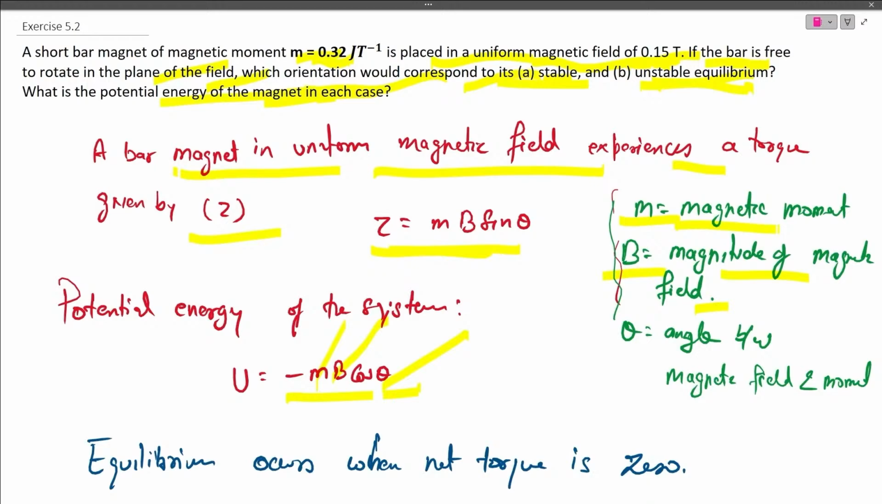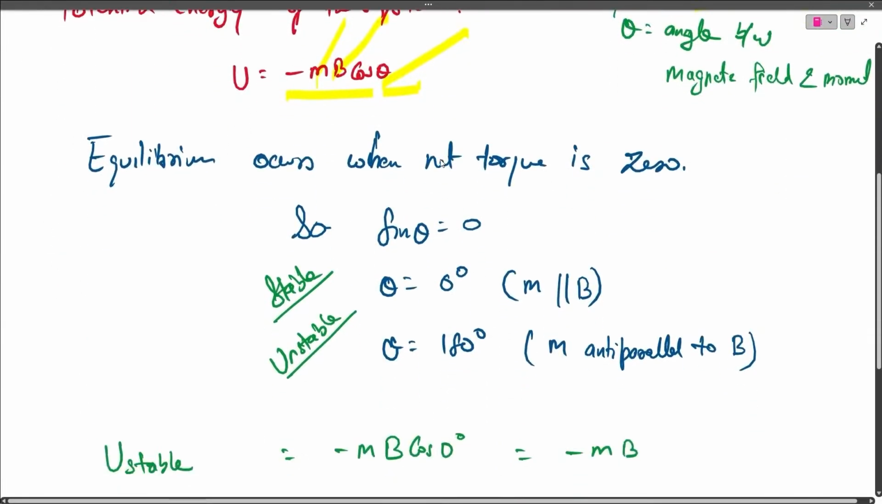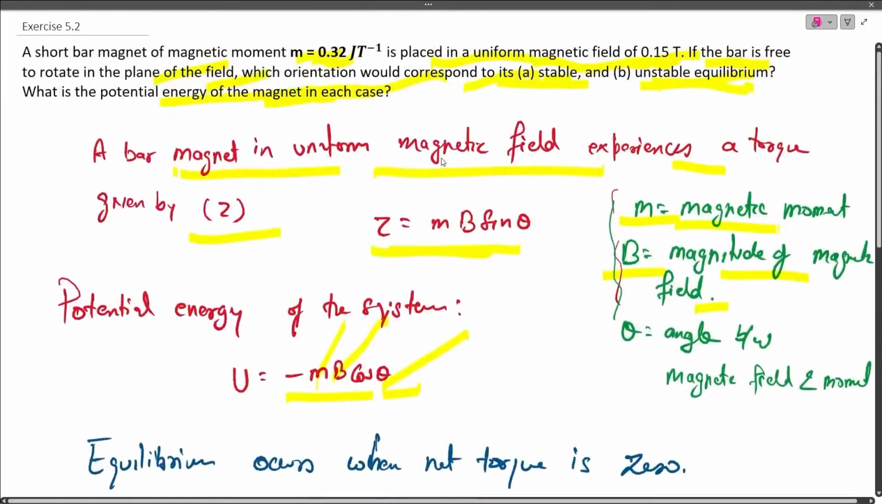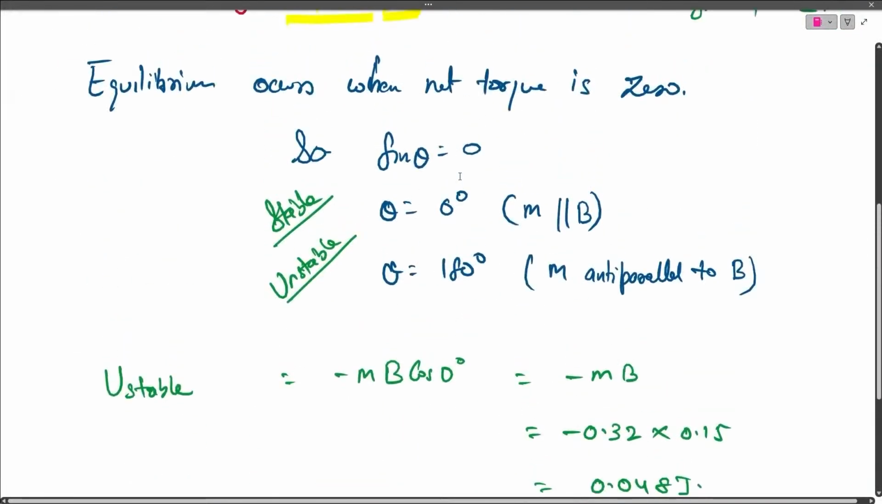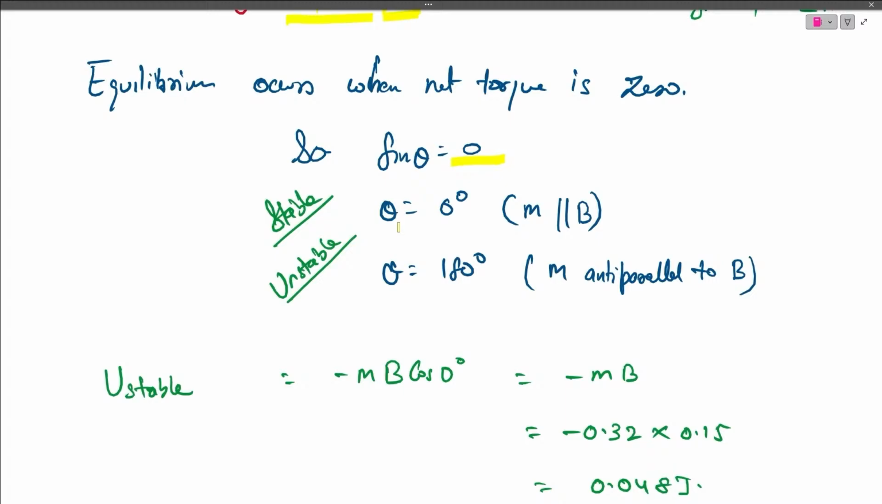Now equilibrium, whether it is unstable or stable equilibrium, occurs when torque on the system is 0 or torque on the bar magnet is 0. Now we see that in this torque expression there is a component of sine theta. Now when sine theta is equal to 0, then this torque is going to be equal to 0. So sine theta is 0 in two cases, either theta equals 0 or theta equals pi or 180 degree. Now when theta is equal to 0, the magnetic moment is parallel to the magnetic field, and when theta is 180 degree, then magnetic moment is anti-parallel to the magnetic field.